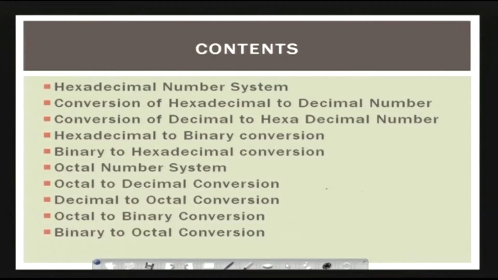and after that we are going to see another new number system known as the octal number system. Here again we are going to see how an octal number can be converted to a decimal number, and then how we can perform decimal to octal conversion, and then octal to binary, and finally binary to octal. So, this is what we are going to see in today's lecture. The first topic we are going to deal with is what a hexadecimal number system is.